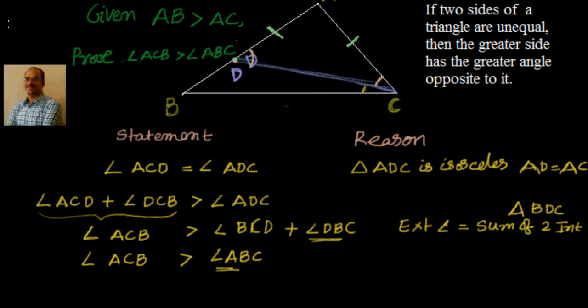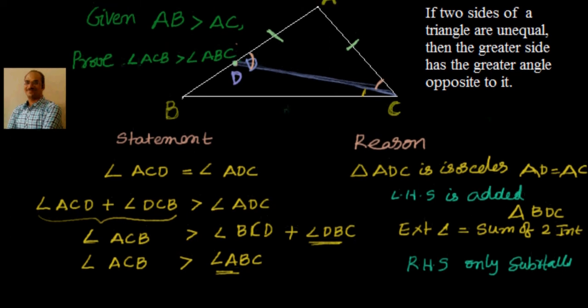Let me repeat this last step again. What we are saying here, I'll just write down this. We have only subtracted from the right hand side. Right hand side is only subtracted. Similarly here, LHS is added. Let me try to explain this. That's how we do the proof.